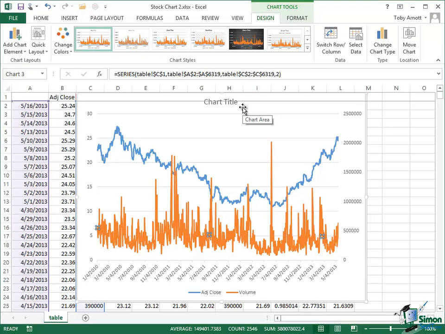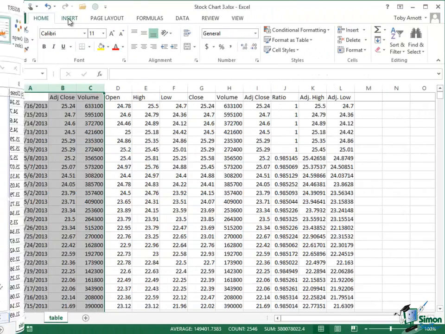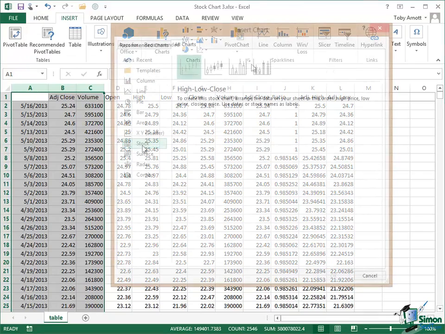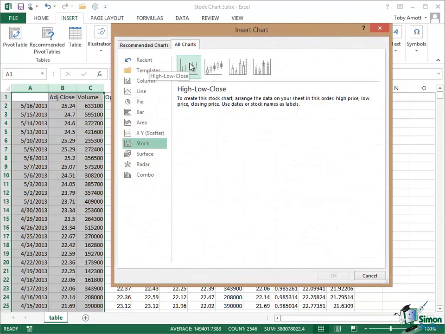So let's turn our attention now back to the specialist stock charts that we can draw and what sort of information they can give us. Well, let's first of all look at some of the types of stock chart. So we basically have these four types. We have a high-low close chart, an open high-low close chart, a volume high-low close chart, and a volume open high-low close chart. Now with each of those, the key thing is that you need to get the data on your worksheet in the right order.